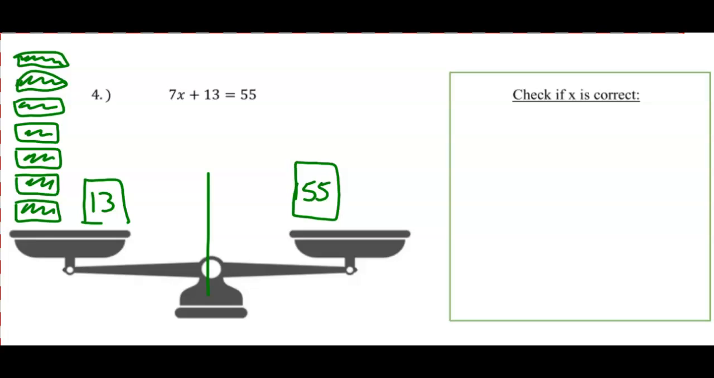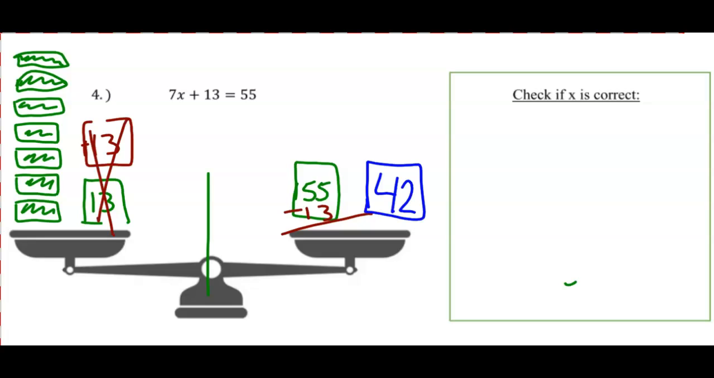Okay? These are positive blocks, so they're green. I want to add negative 13 to that to cancel that out. So here's how I did that. I add my negative 13. I add negative 13 to the other side. These ones cancel. 55 plus negative 13 is 42.